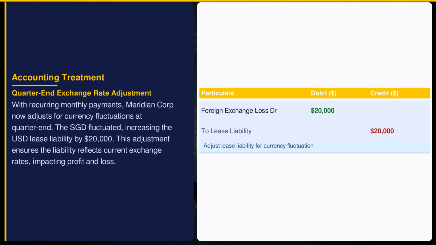Quarterly adjustments for currency fluctuations are essential under IAS 21. Meridian Corporation must recognize a foreign exchange loss to adjust lease liability to current rates. This approach captures exchange rate volatility, impacting profit and loss, and ensuring liabilities remain relevant and accurate.